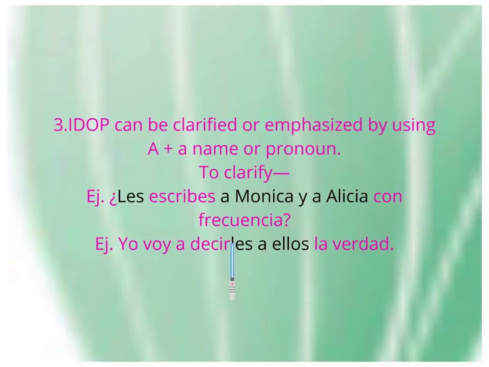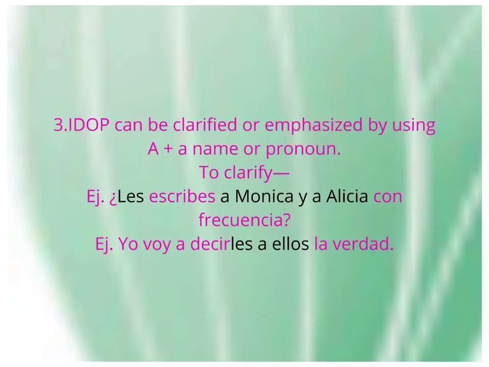Yo voy a decirles a ellos la verdad. So we've got here, yo voy a, I'm going to, this is my first verb, this is my second verb. I'm attaching my IDOP onto the second verb. I'm going to tell them, meaning ellos, the truth.